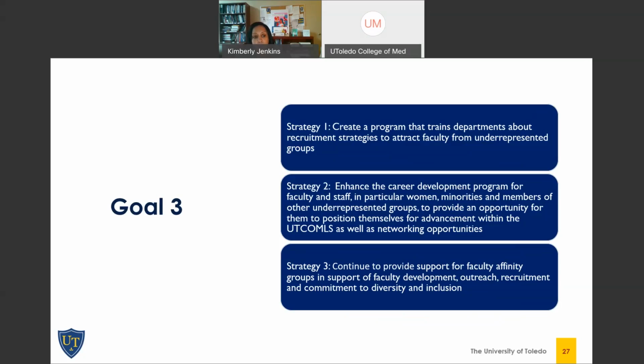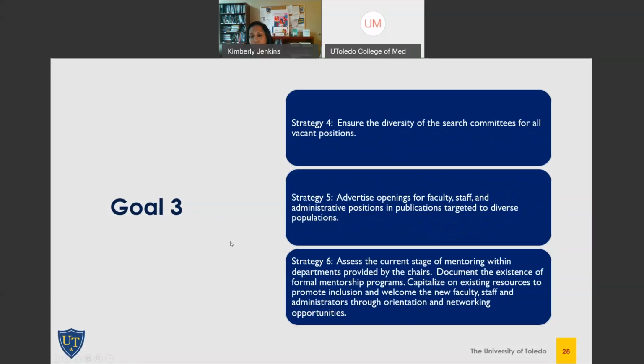The programs that we have for these mentoring initiatives, and I'm going to strategy 6, have been mainly focused on women, and we're in the process of trying to broaden that scope so that when underrepresented groups faculty are offered positions, they are also paired with mentoring support from the beginning to ensure more success. Our search committees have been diverse, and so we want to continue to support and ensure the diversity of the search committees, and advertise openings for faculty and staff in publications targeted to diverse populations.